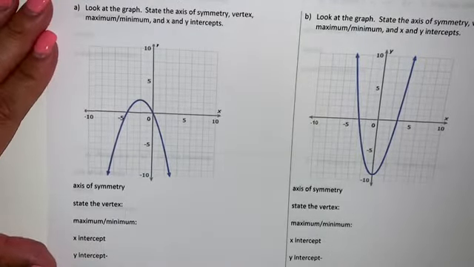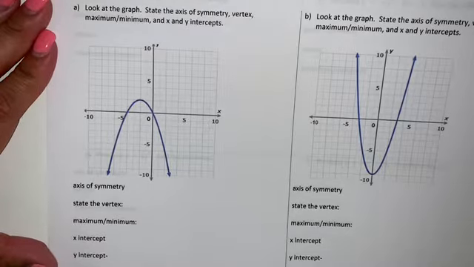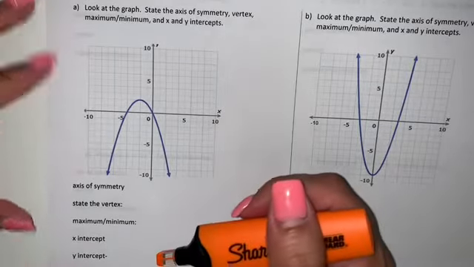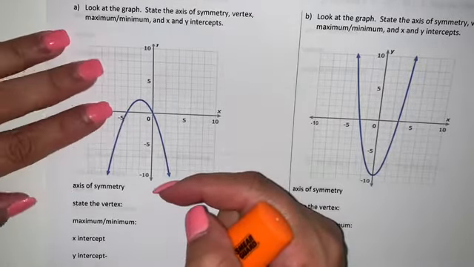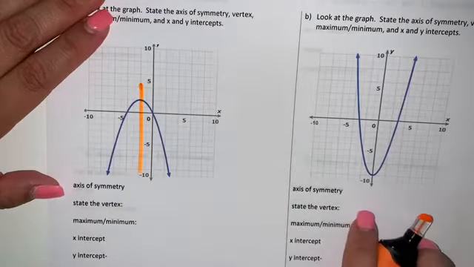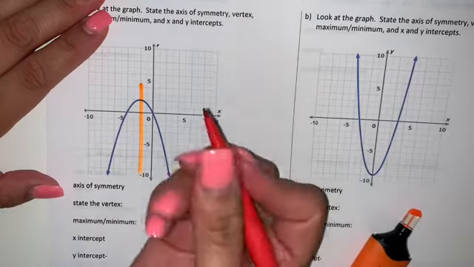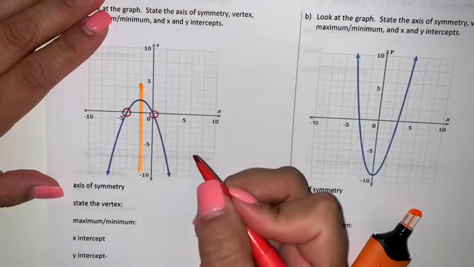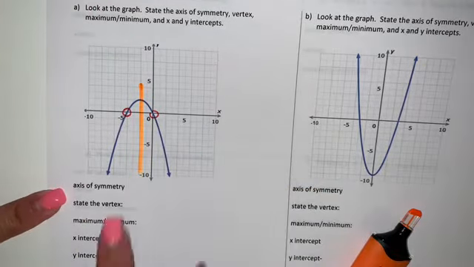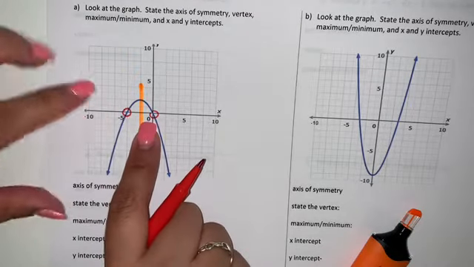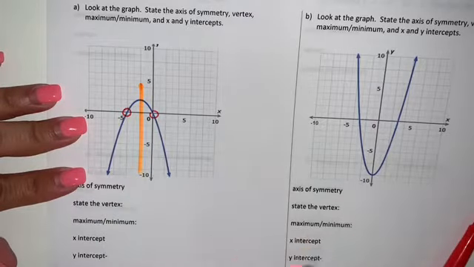Okay, example A. Look at the graph, state the axis of symmetry, vertex, maximum, minimum, and x and y intercepts. Okay, all you need to do is label the graph. So first thing you need to do is look for the halfway point. So that's right here. And then you also want to circle the intercepts wherever they cross the x-axis. So this one is very specific. Okay, so axis of symmetry. The halfway point is going to be, this is going to be x equals -2.